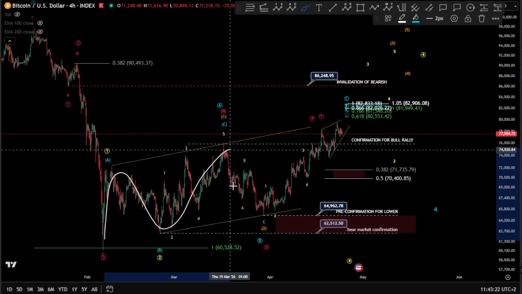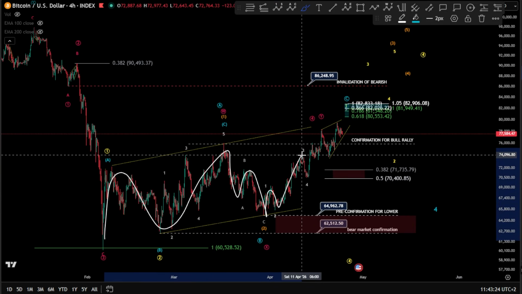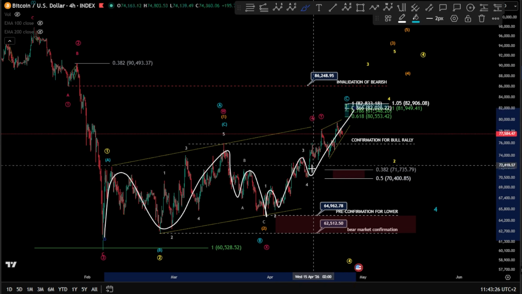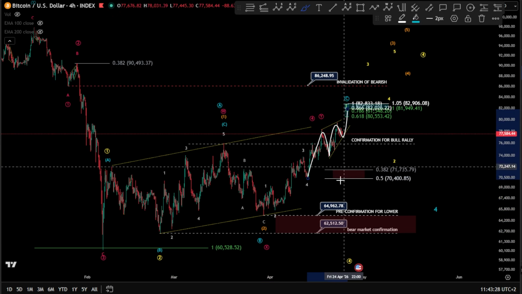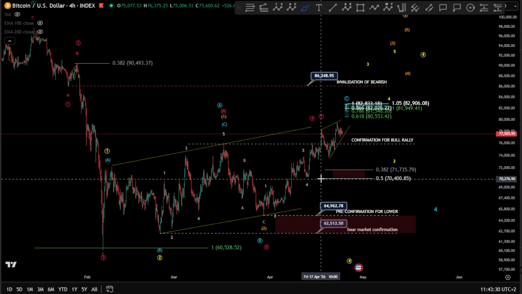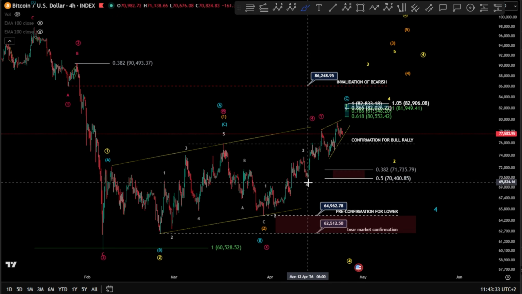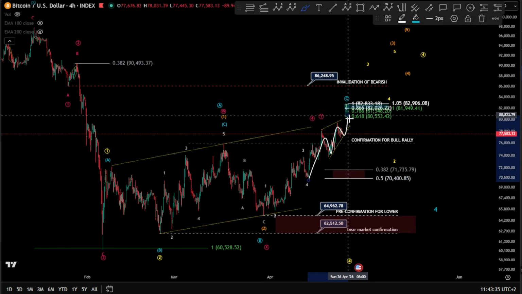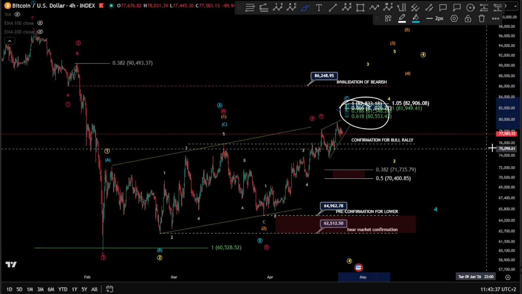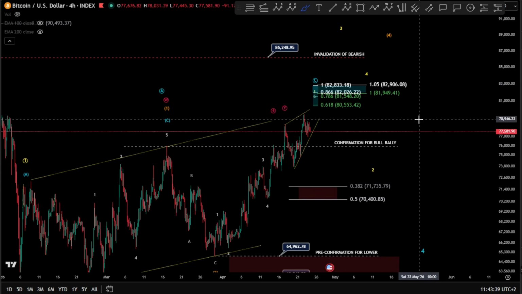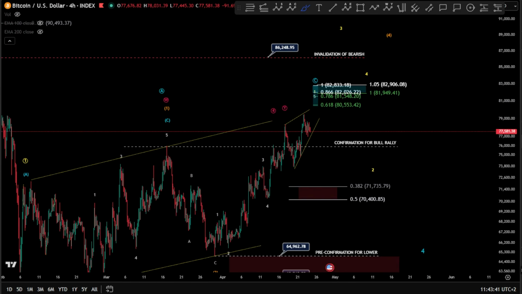can be a wave A, wave B, and then we have 1 2 3 4 and a 5. The wave 5 is in highest probability unfolding as an ending diagonal. So 1 2 3 4 and a 5, where we might reach this area, 82K, 81K, and around it.